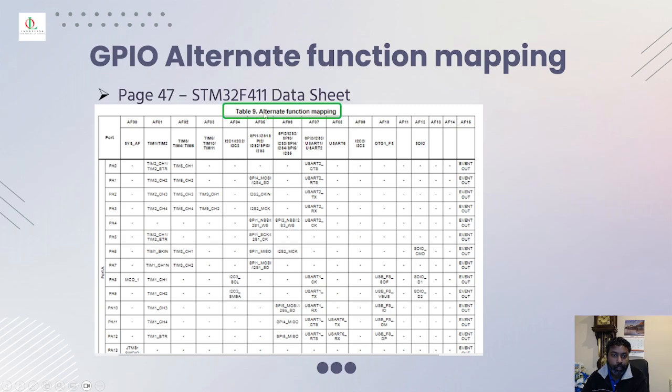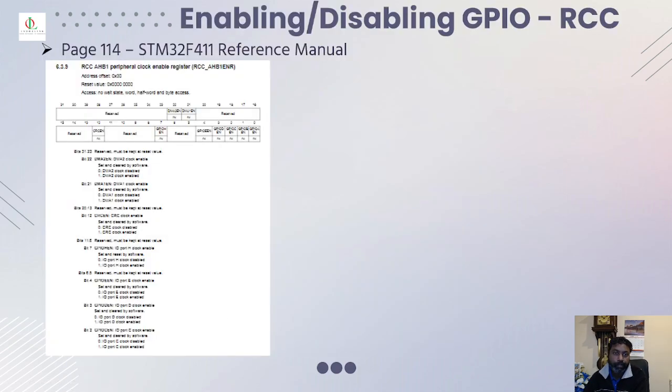And that's the table 9 alternate function. It's exactly on page 47. If you go to the data sheet, page 47, you'll get to read this. And please do so and get yourself familiarized reading it.